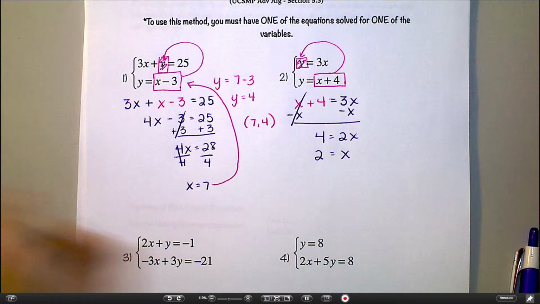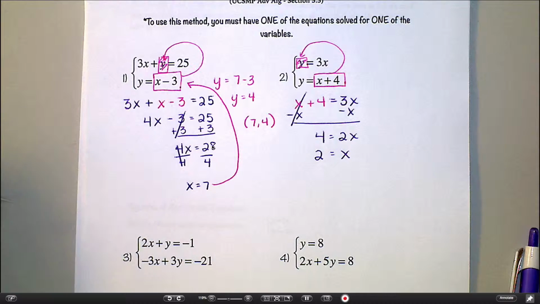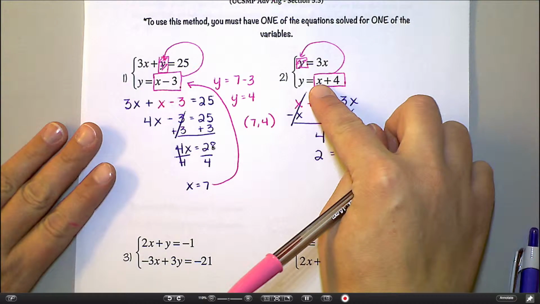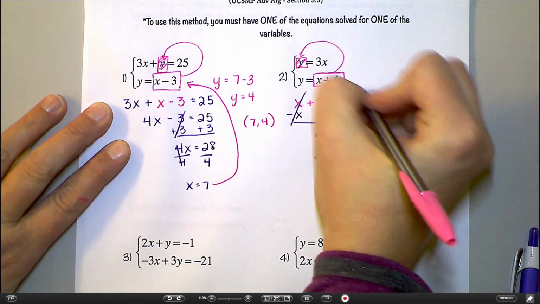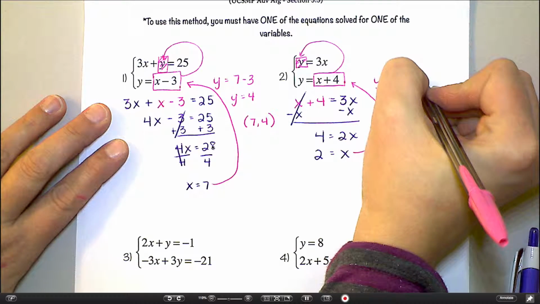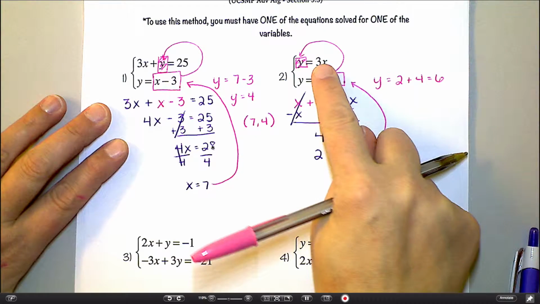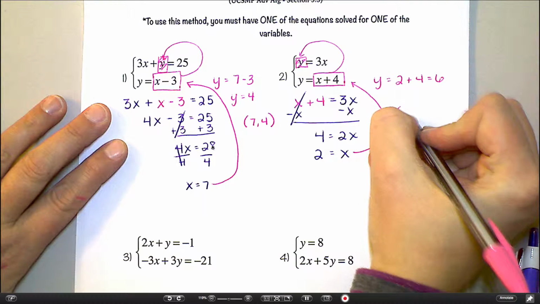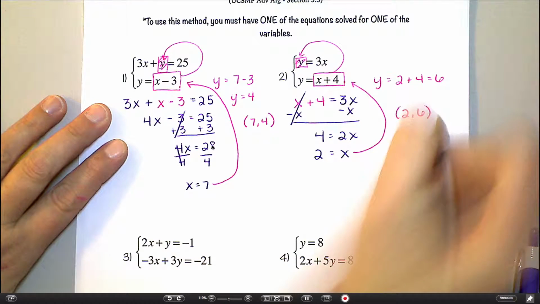All right, now I need to go back and find what y is. Where am I going to put that? Into either one. Yeah, either one would be fine, right? I could put it in up here and I'm going to get 6, or I can put it here and I can get 6. Doesn't matter. So if I put it there, I would get y equals 2 plus 4, which is 6. Do you see that I would also get 6 in the top one? Yes? Okay, so my coordinate here would be 2, 6. Good?